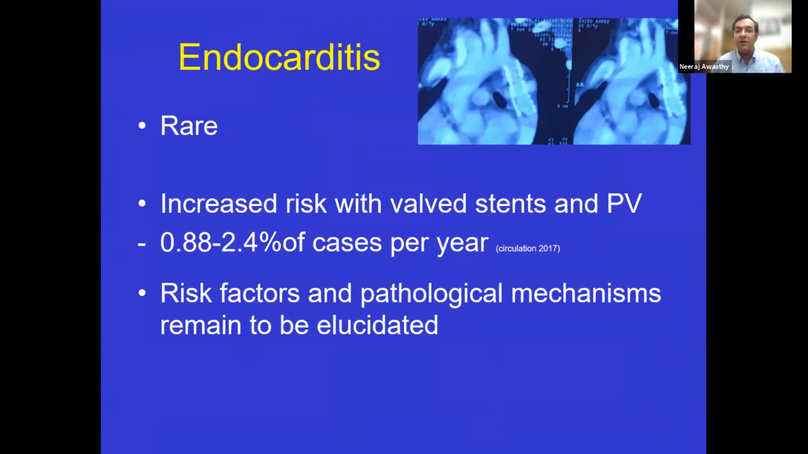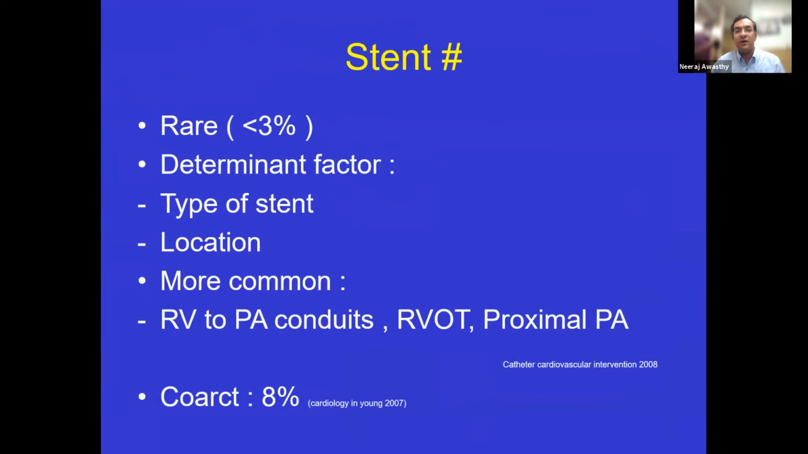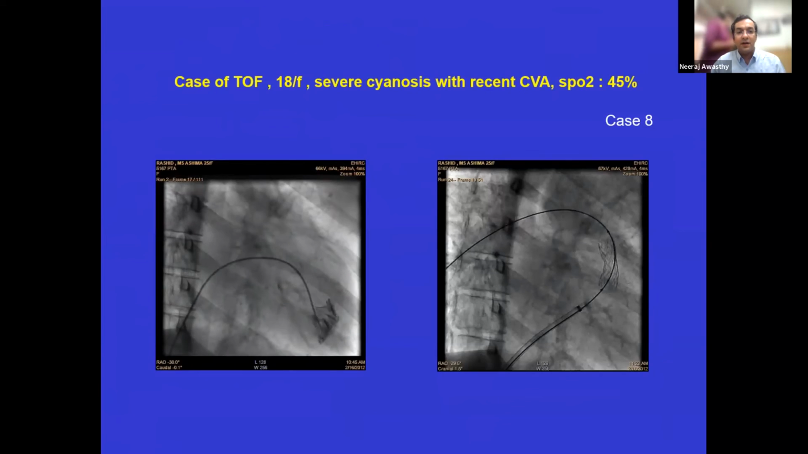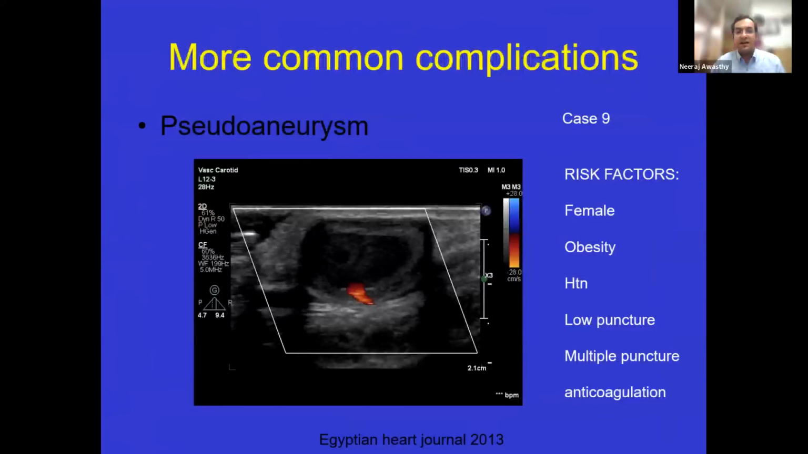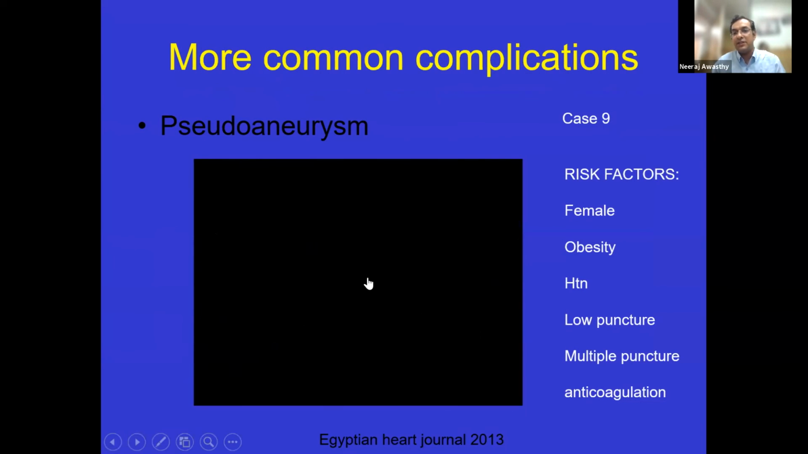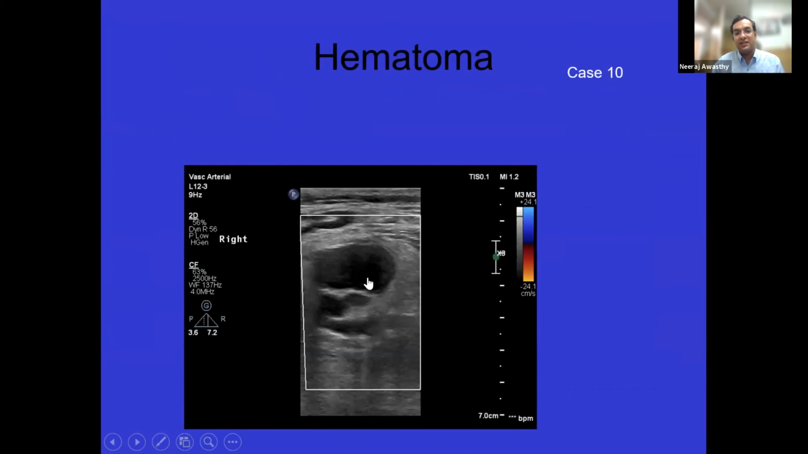He was stented twice at another center, and there he presented with fever and endocarditis. Now, after 6 weeks of therapy, he is going to get the stent removed, and we are going to do an end-to-end repair. Stent local complications such as pseudoaneurysms are very important, as is seen here. The risk factors include obese patients, females, hypertension, low punctures, and multiple punctures.